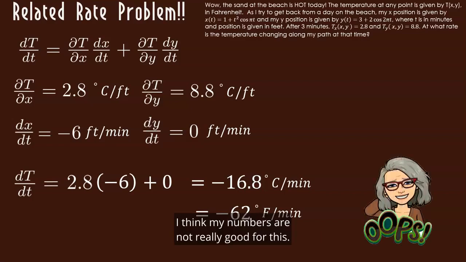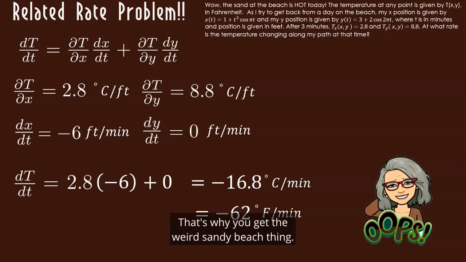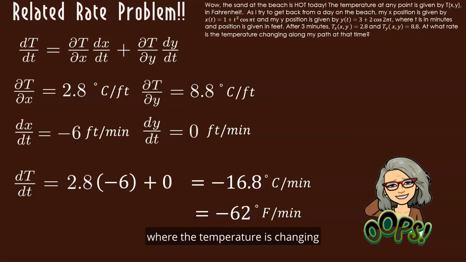I think my numbers are not really good for this. I was trying to be creative, but then I didn't pick the right numbers, and okay, so this is some very strange beach where the temperature is changing by 62 degrees a minute down, and I think if I'd chosen another minute, it'd be going up at about that same rate. Let's try a more standard example. When trying to look up examples for this, I found a box doing this and a triangle doing this, and they were all kind of boring to me. That's why you get the weird sandy beach thing, but it's certainly not boring if I'm on a beach where the temperature is changing at 62 degrees Fahrenheit per minute.